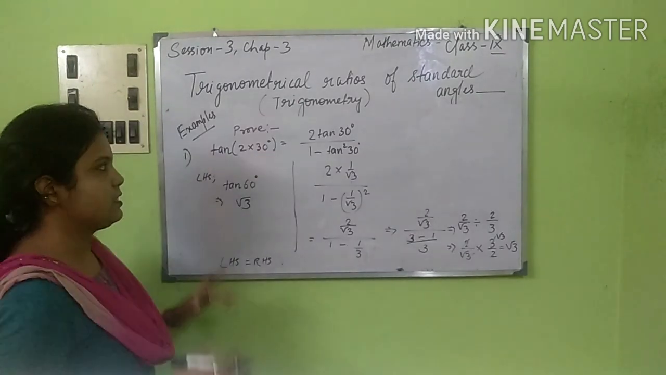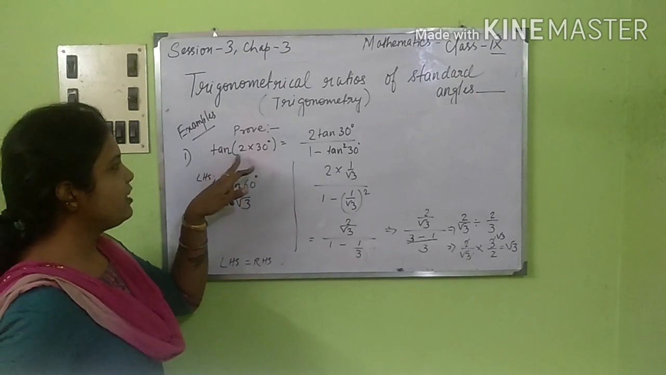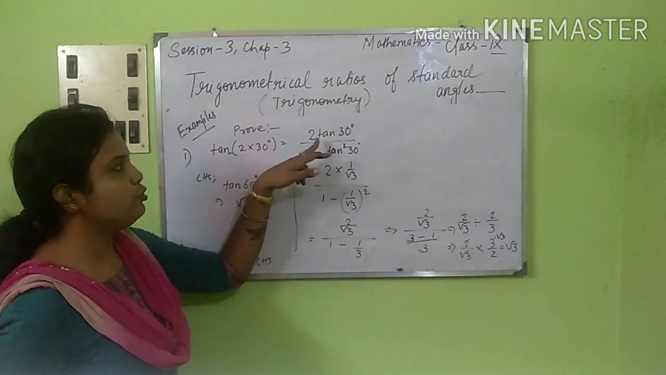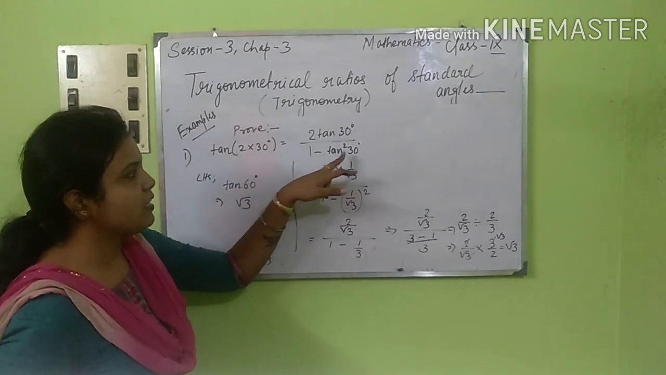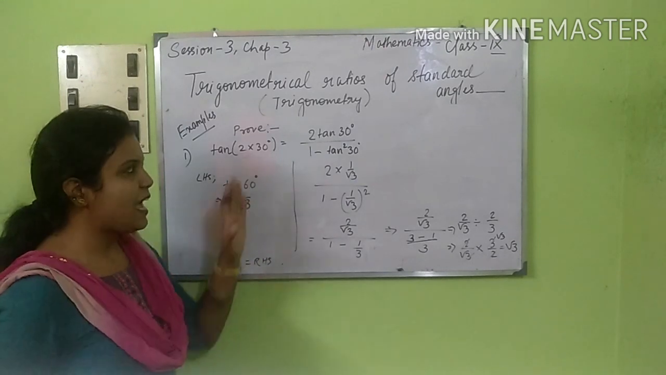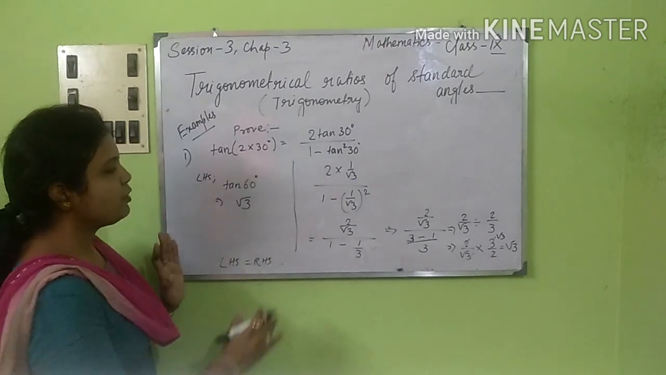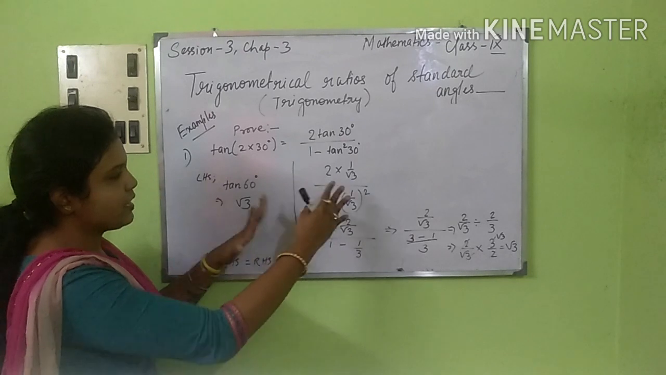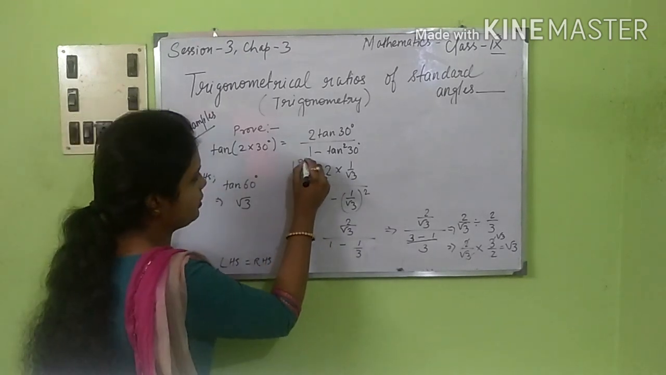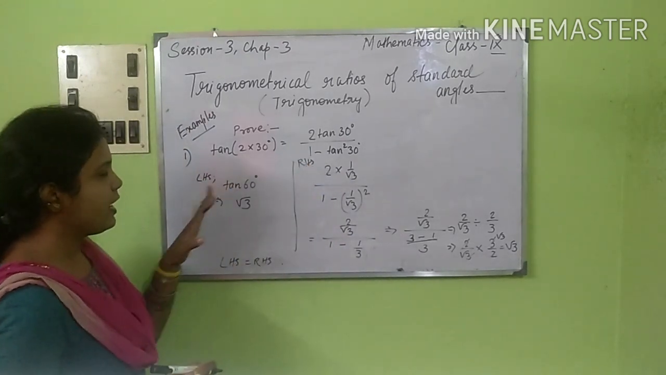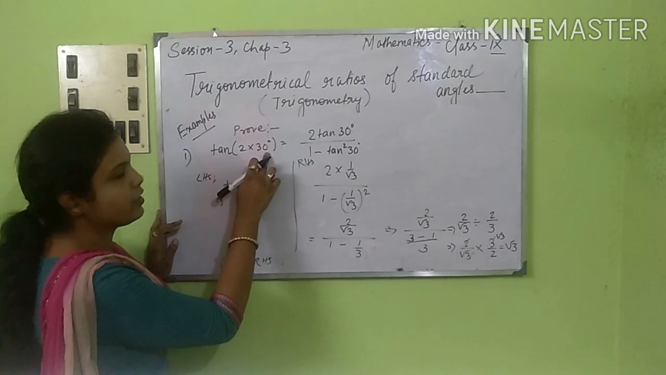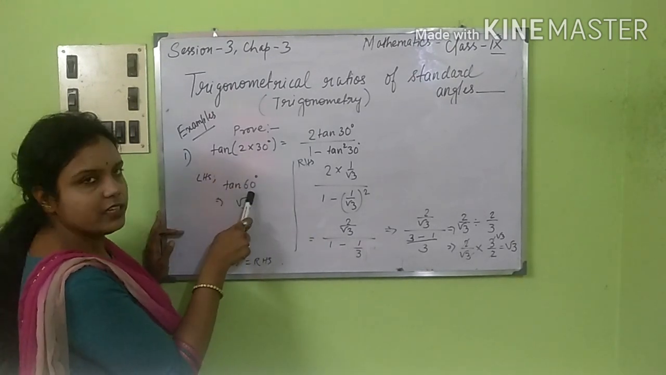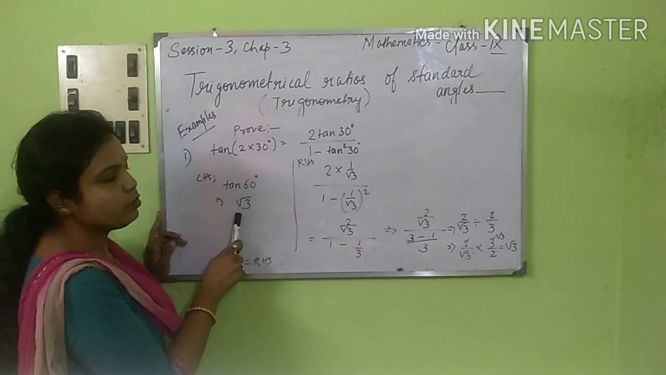Now, the first example. Prove tan 2 into 30 degree is equal to 2 tan 30 degree by 1 minus tan square 30. So, as it is given, you simply do one thing. Take the LHS and the RHS. Let me write here RHS. Now, for the LHS part, we have tan 2 into 30 degree. 2 into 30 is 60 degree, right? So, tan 60 we know is root 3.